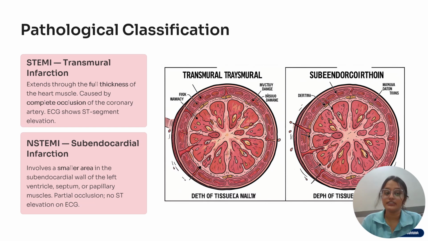First, STEMI extends through the full thickness of the heart muscle, caused by complete occlusion of the coronary artery, and ST elevation is seen on the ECG. And NSTEMI involves a smaller area, mostly the subendocardial wall of the left ventricle, septum, and the papillary muscles. Partial occlusion is seen and no ST elevation is seen on the ECG.